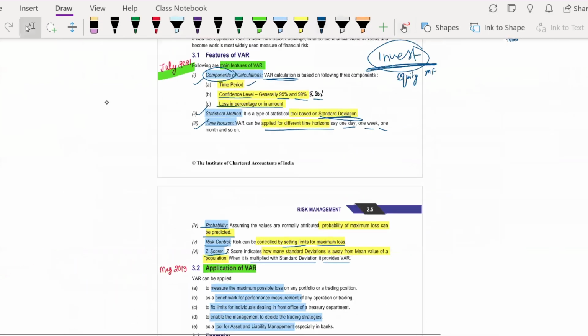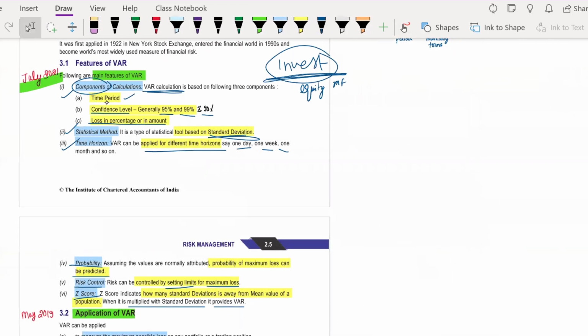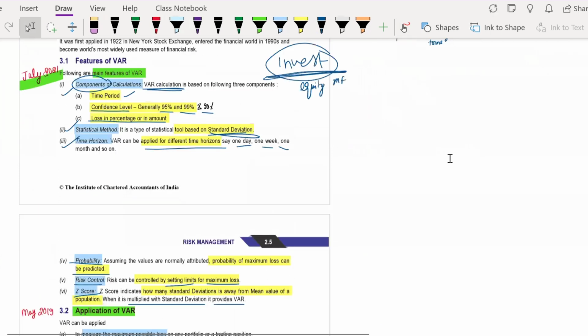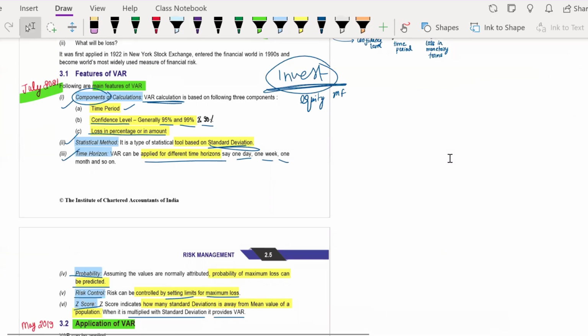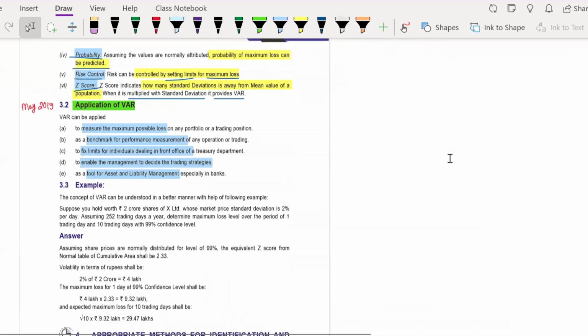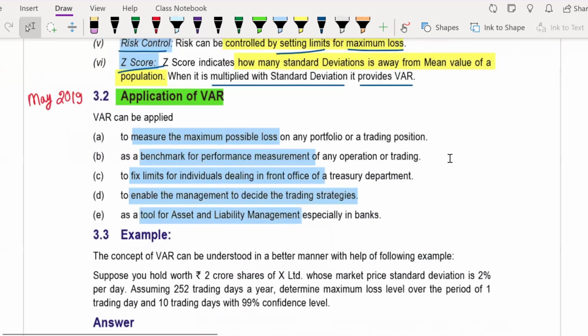So there are 6 features of value at risk. First, you have components of calculation. Then it is a statistical method. It has a time horizon. It is a probability. You can take risk control. And then there is a Z-score. So if it is asked for 4 marks, you can write any 4 features in the exam. Then you have applications of VAR.